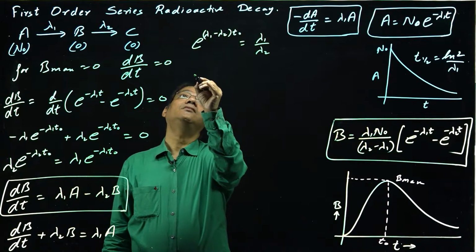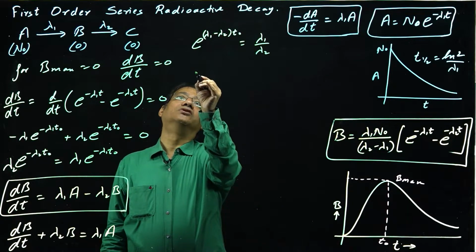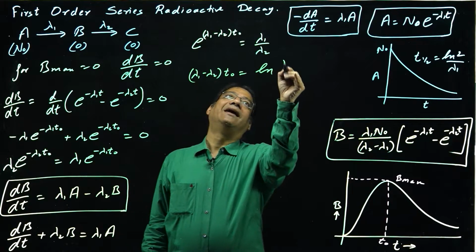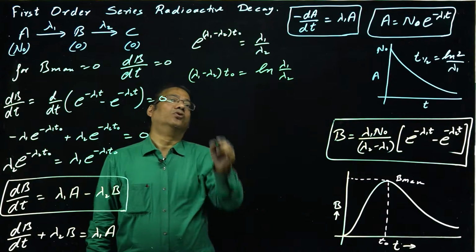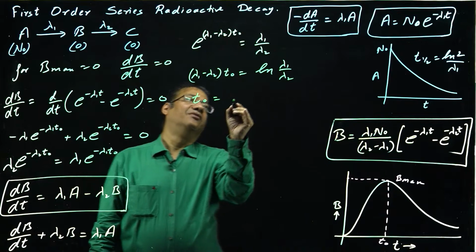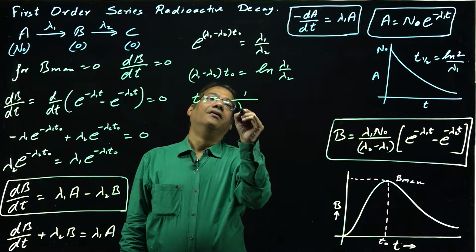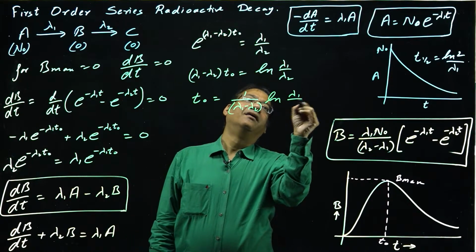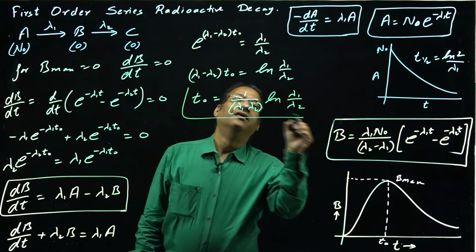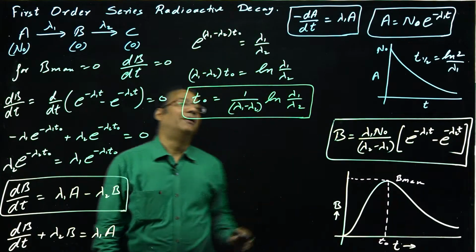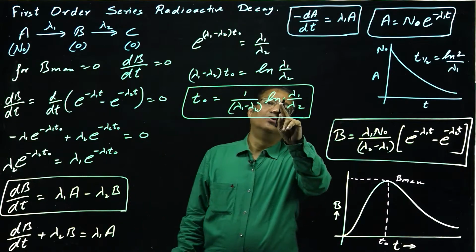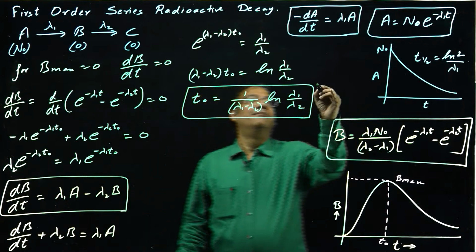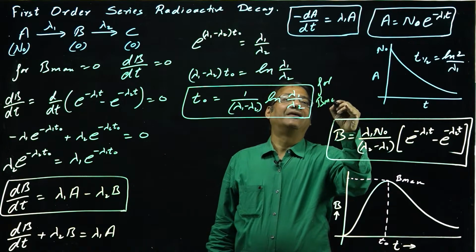Or take natural log on both the side, lambda 1 minus lambda 2, T naught is equal to natural log of lambda 1 by lambda 2. Or T will take maximum value when its value is T naught, and that T naught is given by this: 1 upon lambda 1 minus lambda 2 into natural log of lambda 1 by lambda 2. This is T naught when B is maximum. This is for B max.